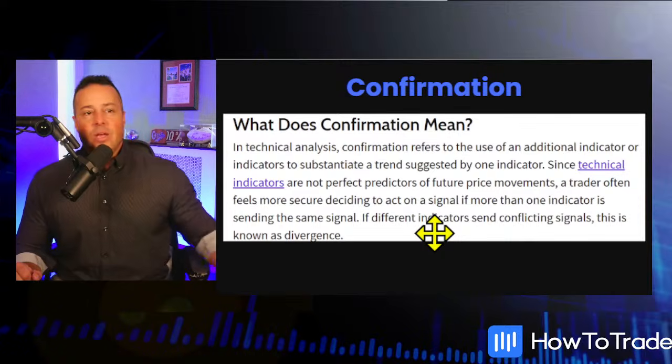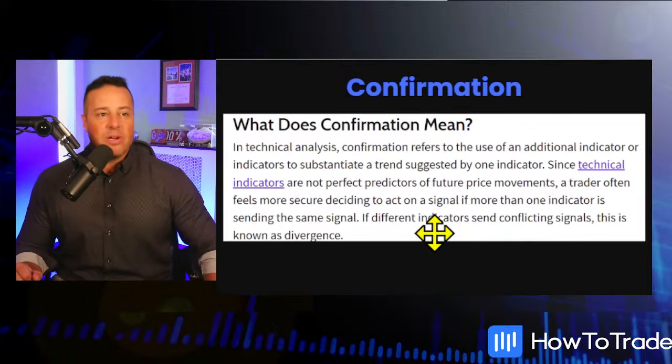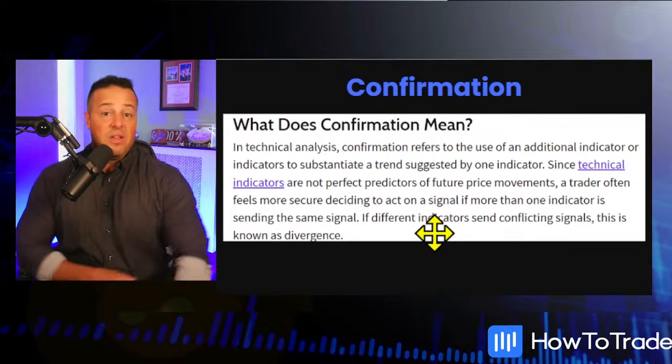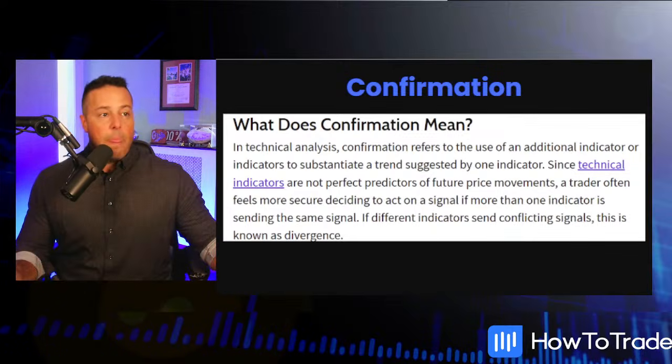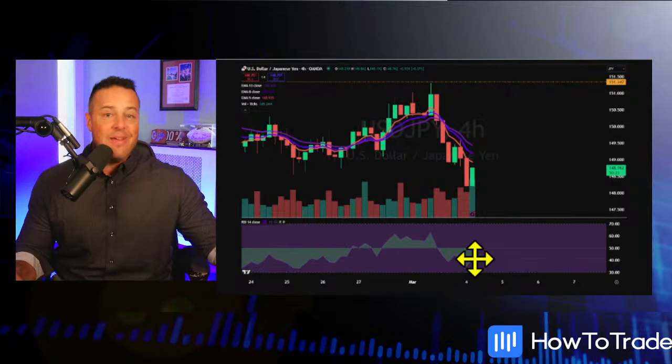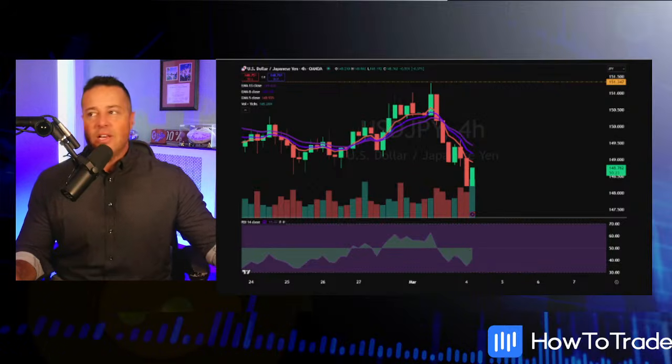All right. Since technical indicators are not perfect predictors of future price movements, a trader often feels more secure deciding to act on a signal if more than one indicator is sending the same signal. Interesting. So what are we going to use for a confirmation? We're going to use the Relative Strength Index, or RSI. RSI was developed by Wells Wilder Jr. back in the late 70s or early 80s. I don't know which, but this indicator is old.